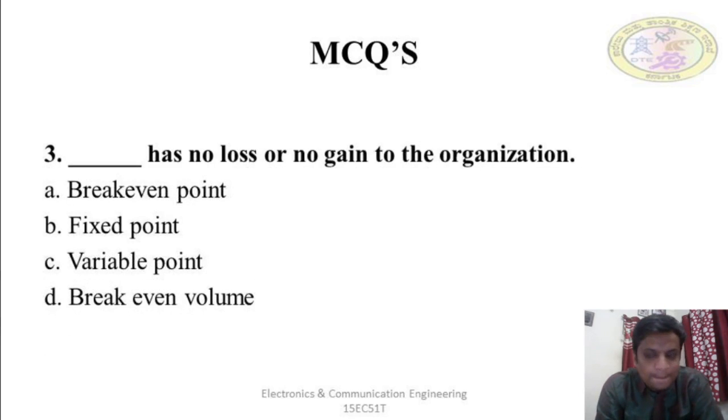Moving to the third question. Dash has no loss or no gain to the organization. Option A, break even point, B fixed point, C variable point, D break even value. Guess the correct answer for this question. The answer is the same as the last multiple choice question. That is, answer A is the correct answer. Break even point has no loss or no gain.